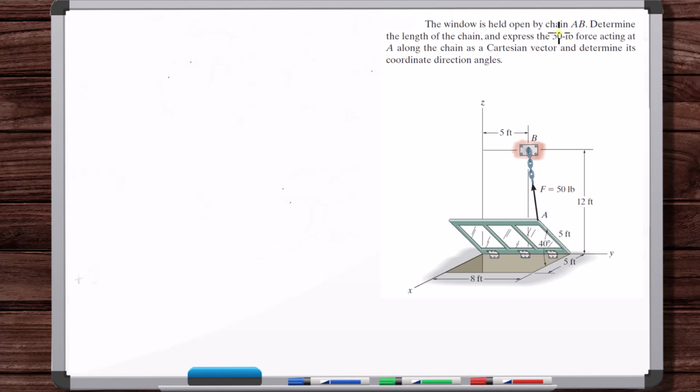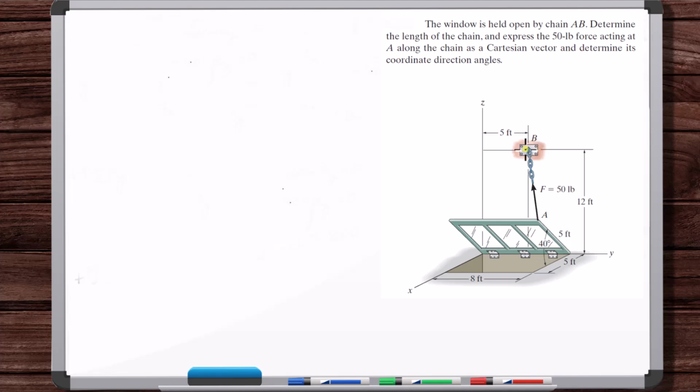The window is held open by chain AB. Determine the length of the chain and express the 50-pound force acting at A along the chain as a Cartesian vector and determine its coordinate direction angles. All right, so let's determine the length of the chain. We do that with a position vector from A to B, and then find the magnitude of that position vector.